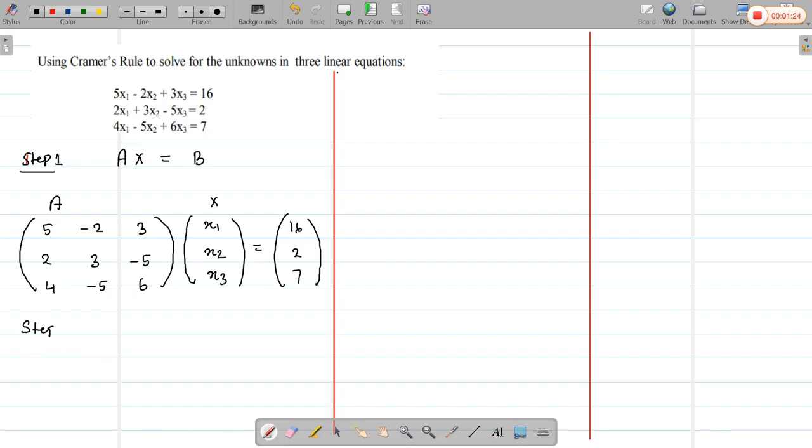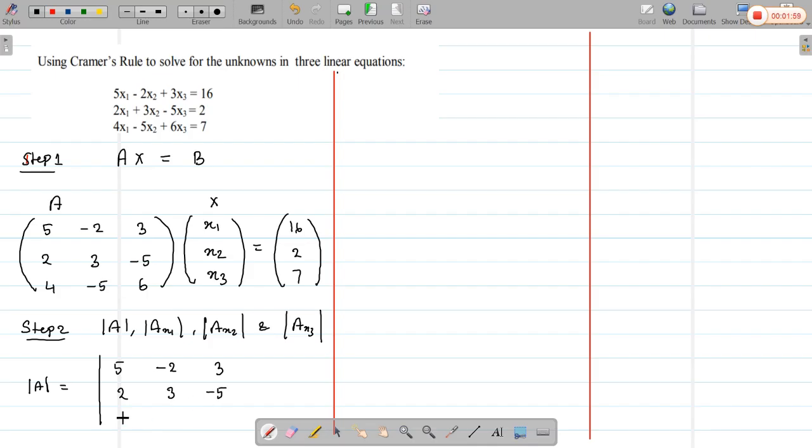What do you want to find in step 2? Determinant of A, x1, x2, and x3. Let us start with the determinant of A. What is the determinant of A? 5, minus 2, 3. 2, 3, minus 5. 4, minus 5, 6.